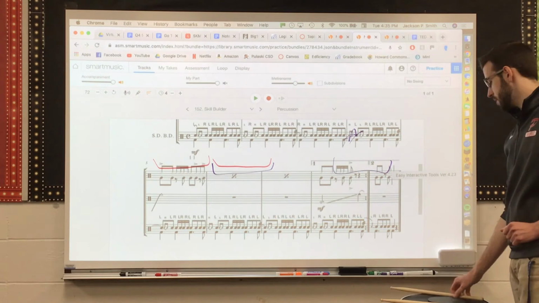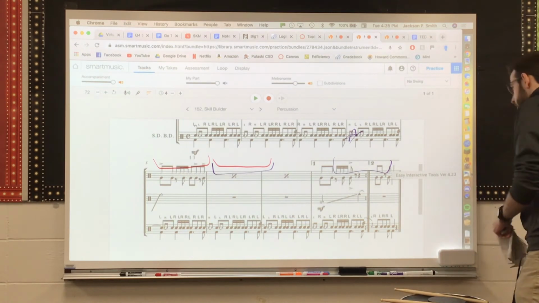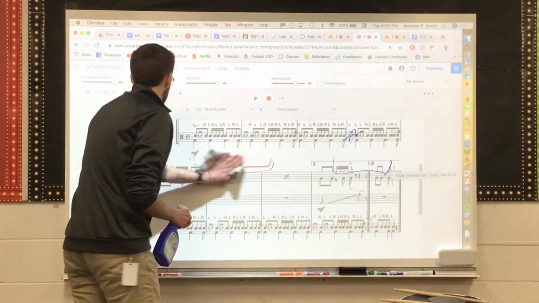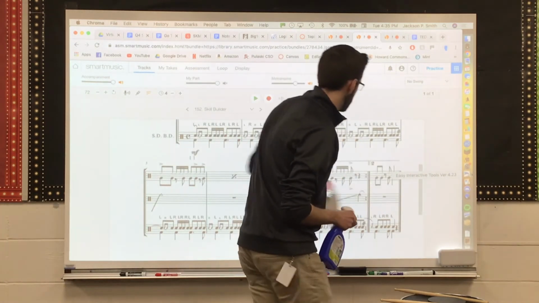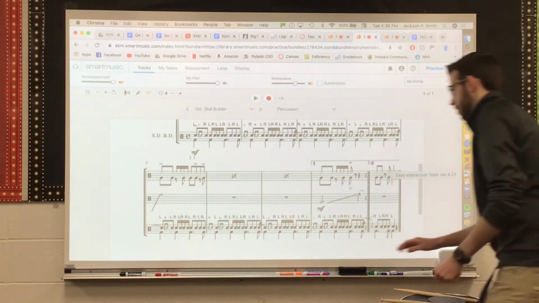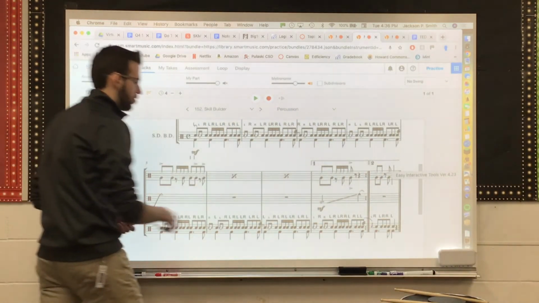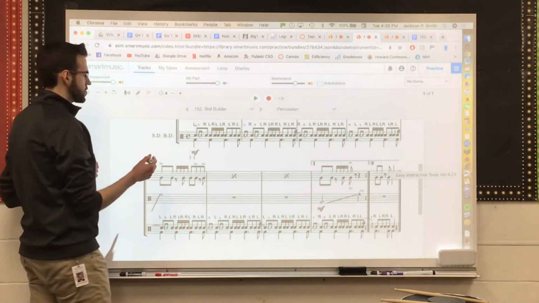152, this one is really pretty tricky. This is a challenge here. Let me erase some of my writing. We are involving a lot of our rudiments that we've learned. Let's go over some of them. Some important ones to take note of. And there's a lot crammed in here, so we'll go slow.